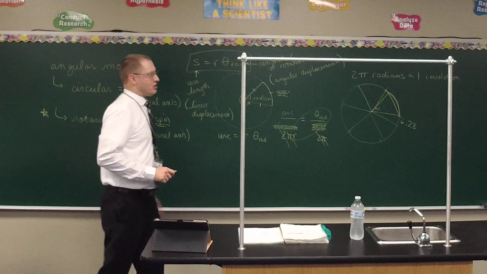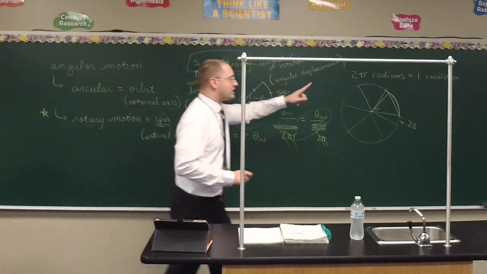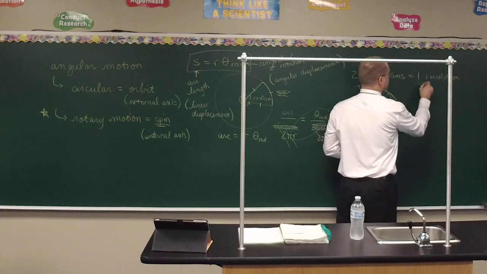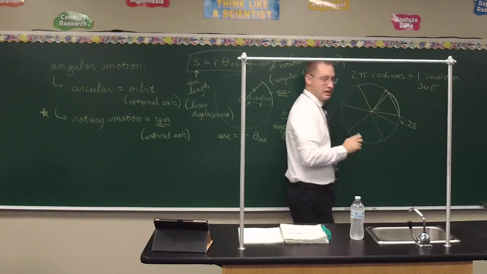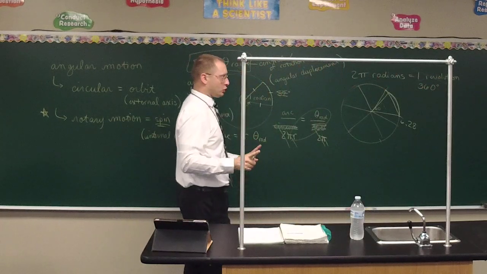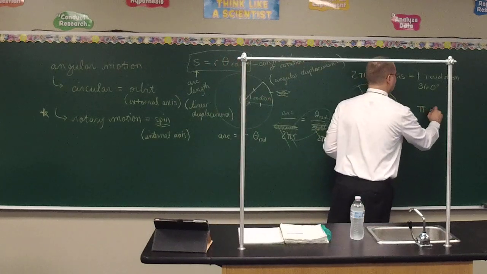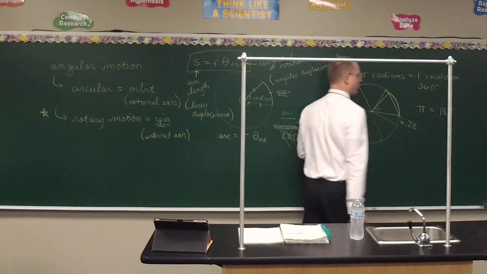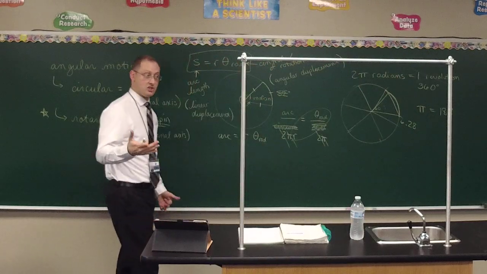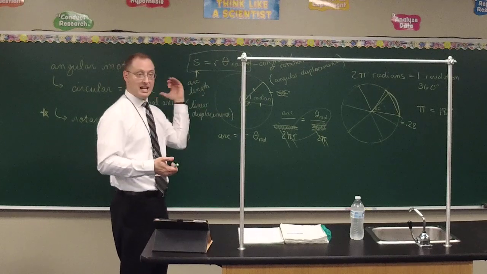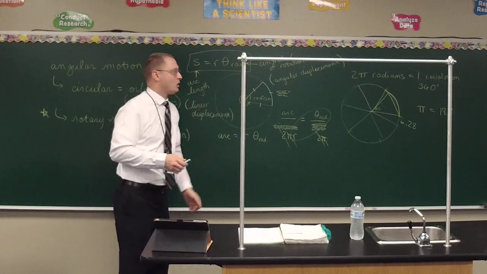Now keep in mind that 2 pi radians is a revolution. Or we could say that 2 pi radians is 360 degrees. If that's true, if you divide both sides by 2, it means that pi is equal to 180 degrees. Pi radians is the same as 180 degrees. So one full 180 is a rotation of pi.